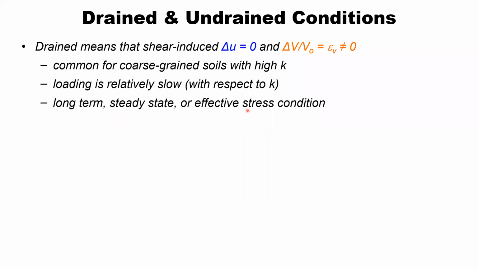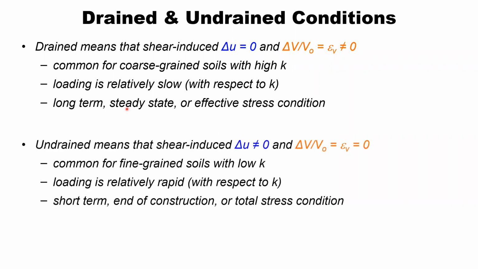You'll also hear the terms long-term, steady state, or effective stress condition associated with drained. But in essence, this means that the soil has either dissipated those excess pore water pressures, hence the concept of long-term conditions, or that loading is slower than the rate at which water can escape the soil structure or soil skeleton. On the other hand, undrained means that those shear-induced pore water pressures are not equal to zero.